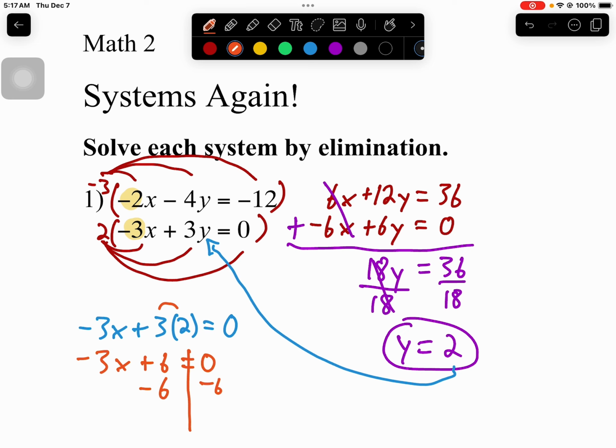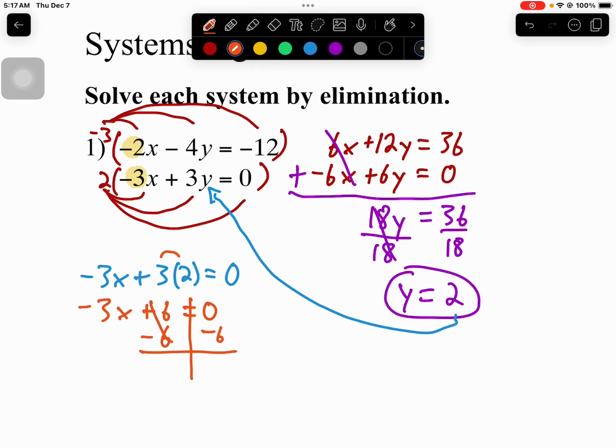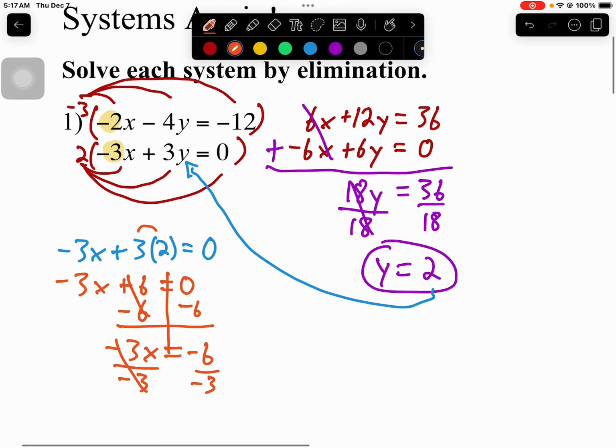So minus 6 on both sides. So I get negative 3x equals negative 6. And then divided by negative 3. I have x equals 2. Look at that. So I got my answer.